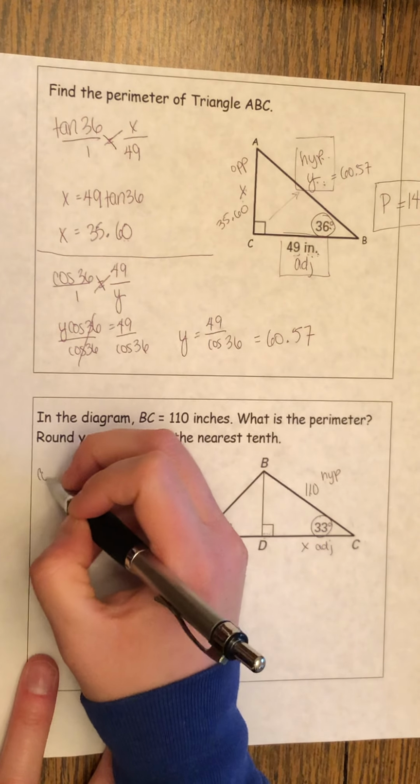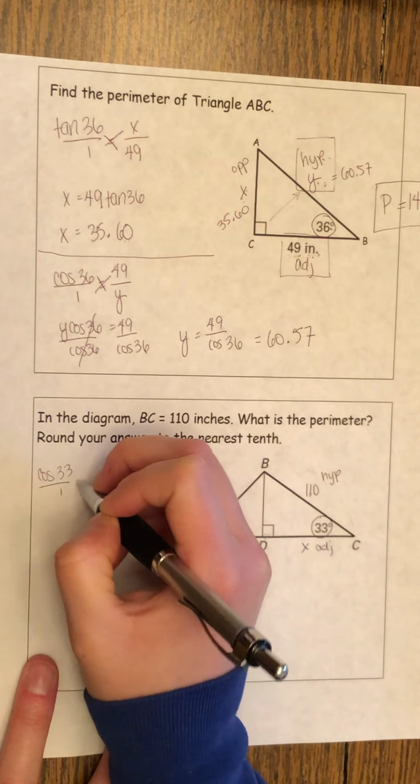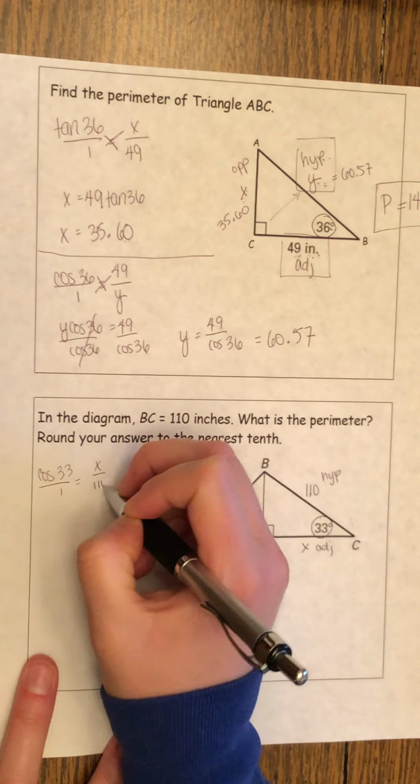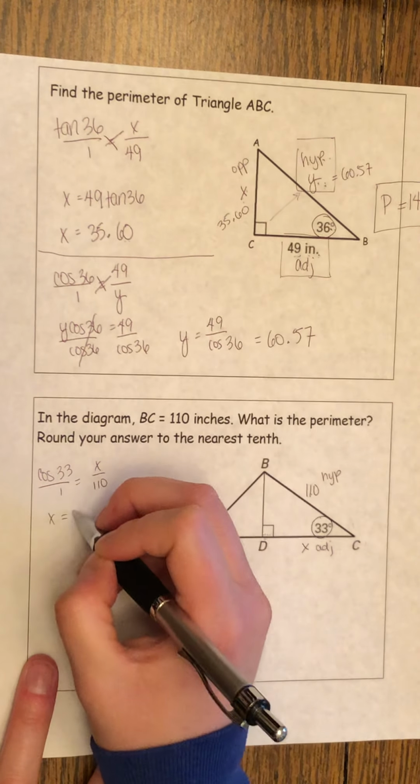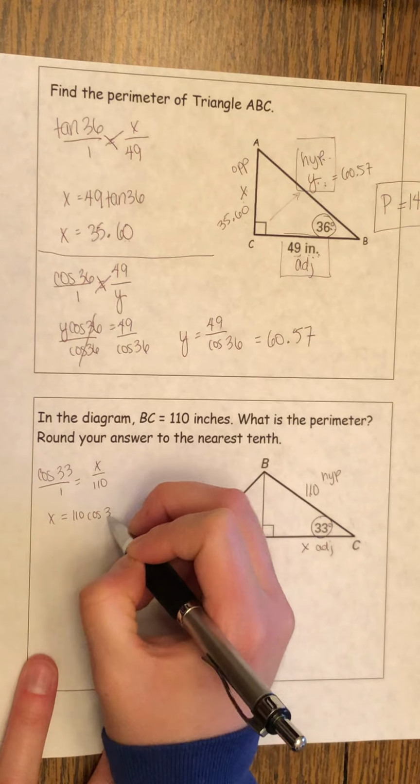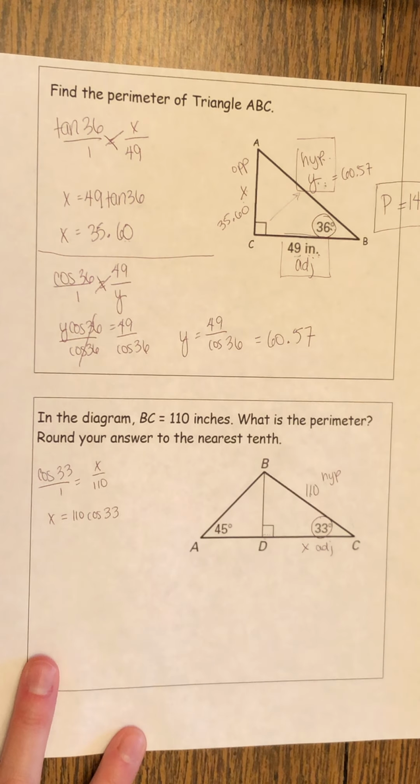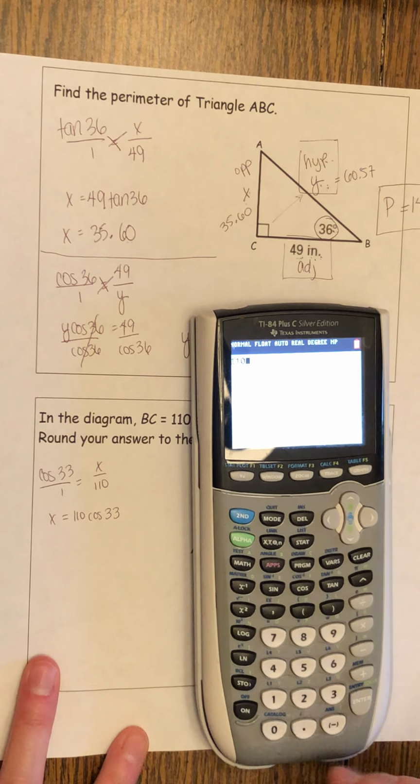So I know I'm going to be setting up cosine, cross multiplying to figure out what the value of x is. I'm going to pick up my calculator.